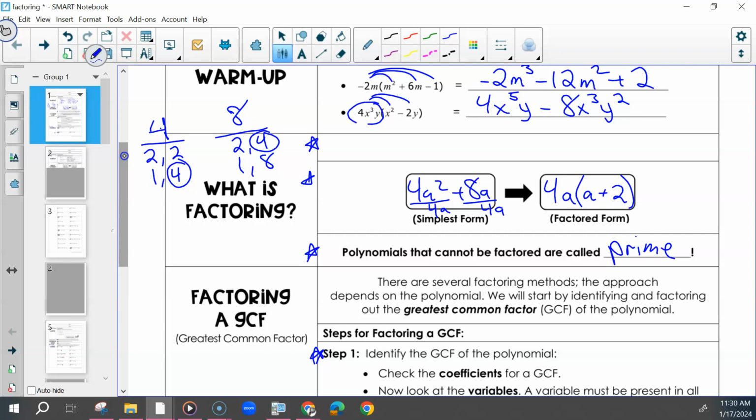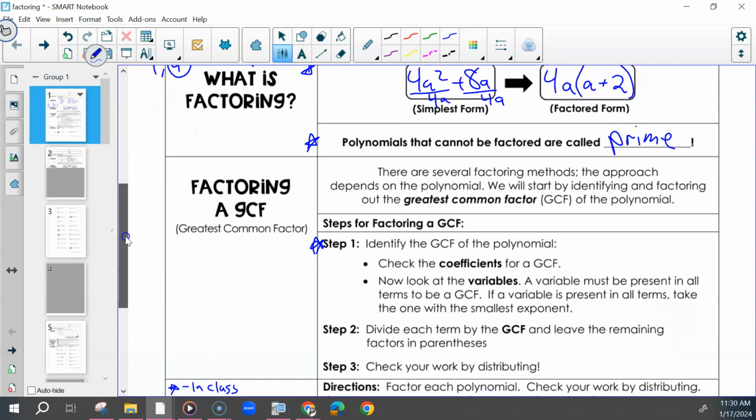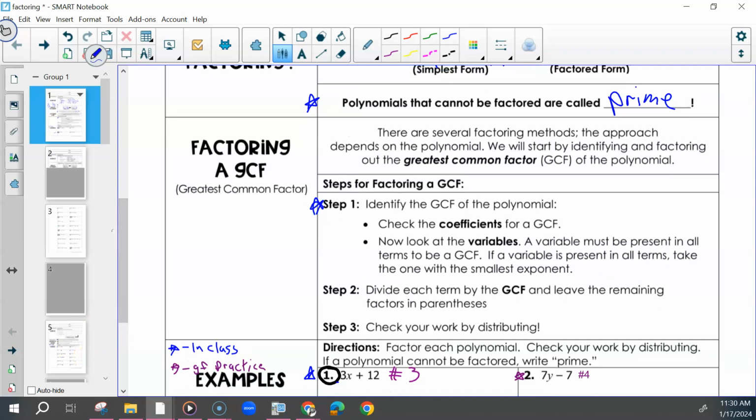Questions on that so far? Okay. So then go ahead and read through the steps for how to find a GCF, and then we're going to start this process.